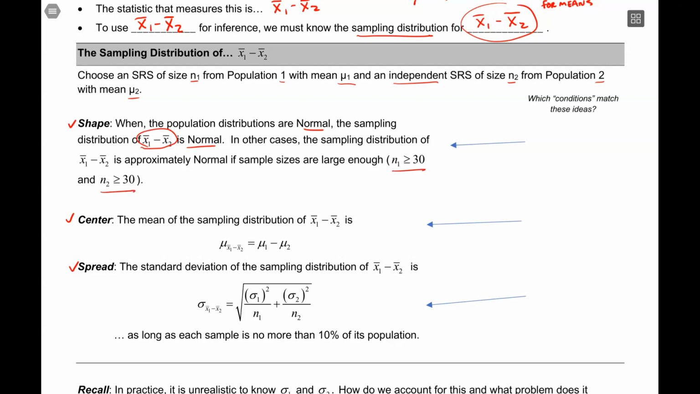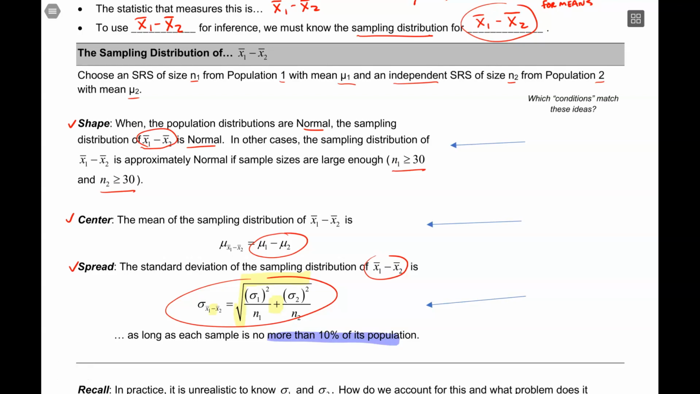That should look familiar. Center of this sampling distribution, the mean of x bar 1 minus x bar 2 will be mu1 minus mu2. And then spread here, the standard deviation of the sampling distribution of this statistic is this guy right here. A couple quick reminders here. Even though we are subtracting two statistics here, variance adds, and then we take the square root to get back to standard deviation. By the way, this formula is true as long as each sample is no more than 10% of the population if we are sampling without replacement.